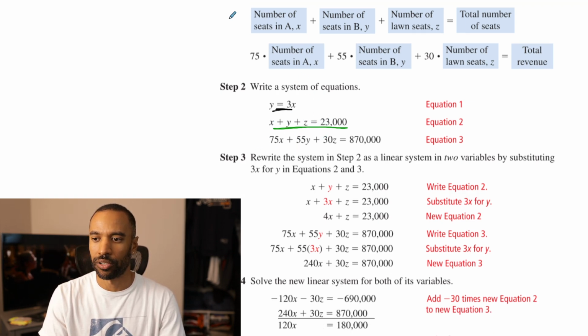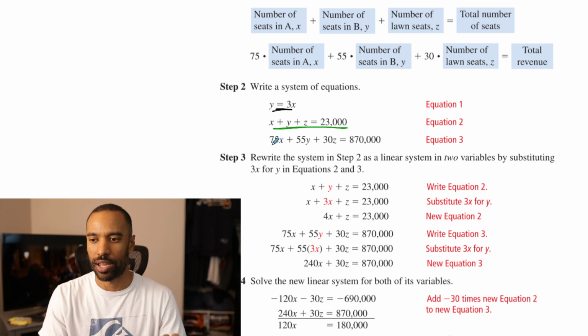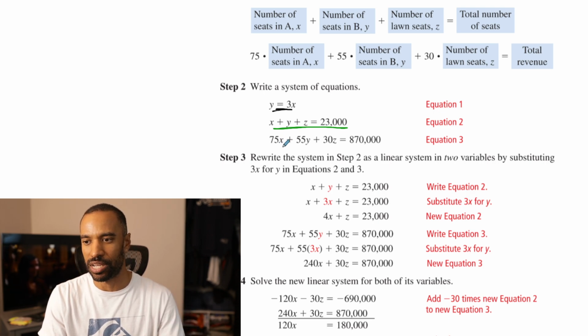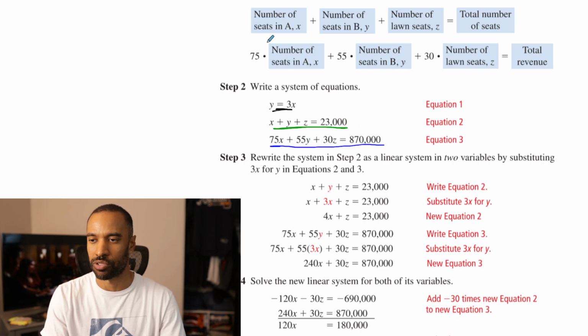And the last one's a dollar amount, which is based off this stuff here. I'm not going to get deep into this. We should know how to write some equations with this form. But 75x means $75 per seat times the number of seats. This is money, the revenue or cost of all X number of seats when they're $75 each, plus the dollars made in section B, plus the dollars made in section C equals the total dollars made, 870,000. This is your system of 3.